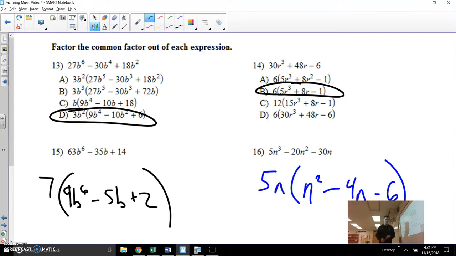So GCF, just to do one again, kind of talking about number 16. 5, 20, and 30 are all divisible by 5. So I'm dividing to see that there's a 1 here, and a negative 4, and a negative 6. But then when it comes to the exponents, you want to go for the lowest one possible. So 3, 2, 1, let's take that 1 out front. And that reduces all the powers by 1. So instead of 3, it's 2. Instead of 2, it's 1. Instead of 1, it's none.